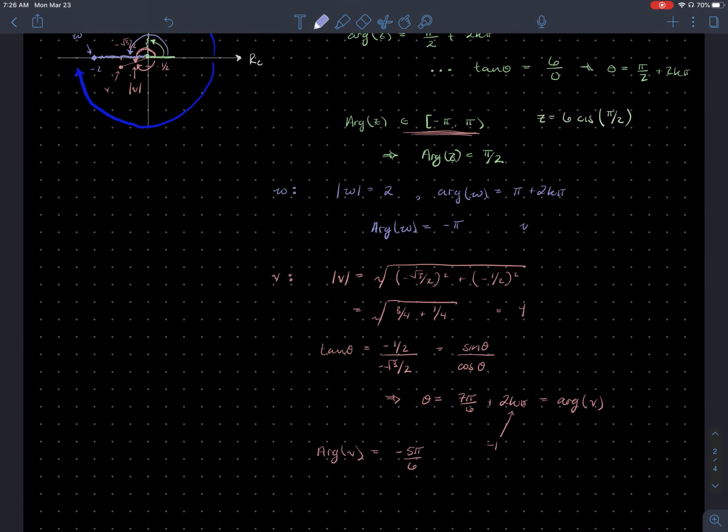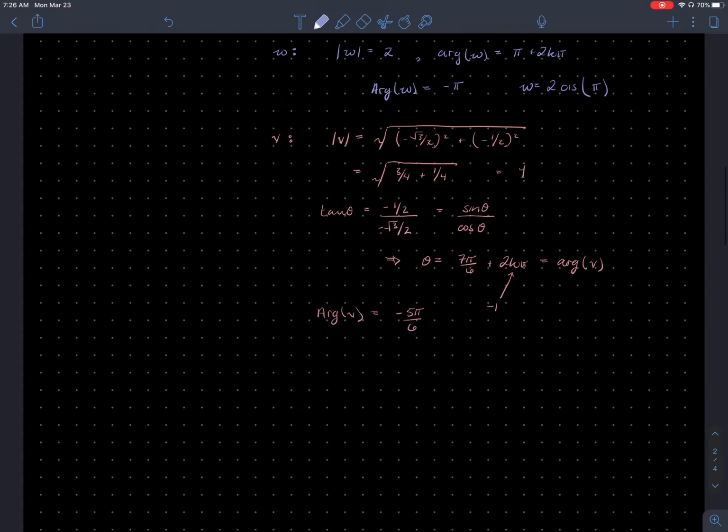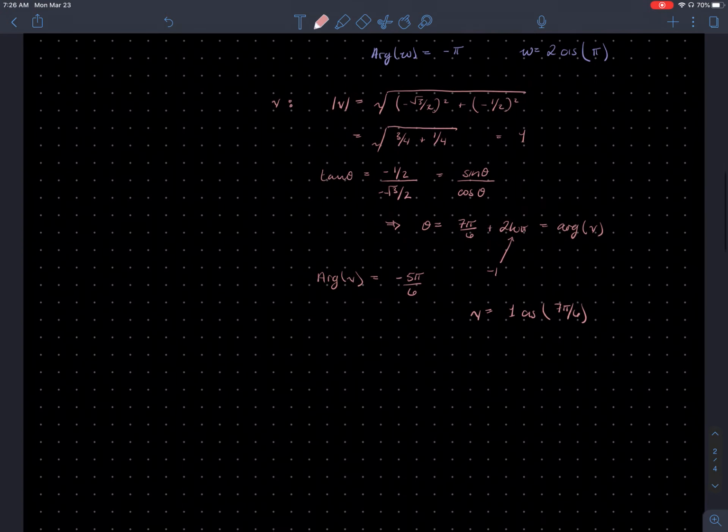Now we can do the same thing with W. We can say it's the modulus times CIS of any argument, which is a complex number in polar form. And lastly, we would have 1 times CIS of 7 pi 6. Okay, and that would be it for converting to polar form.